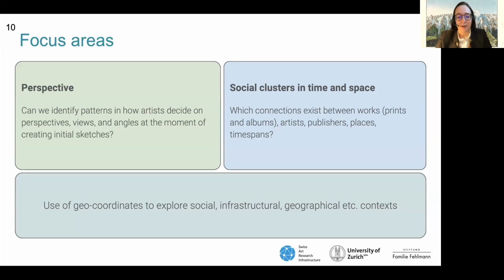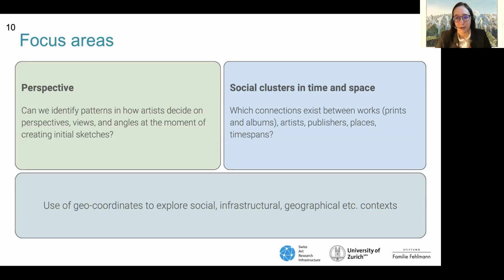Some further details on our 2 focus areas in research. I already mentioned our interest in the places connected to objects. In this case, we are not only interested in the places depicted on a work of art, but also from where this picture had been created. So in essence, where the artist or the sketcher sat when he looked at a landscape to create his sketch. By annotating the viewpoints together with the depicted place, we aim to identify patterns in from where certain areas have been depicted.